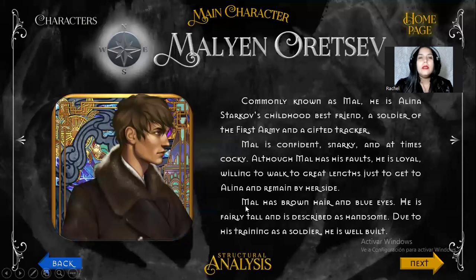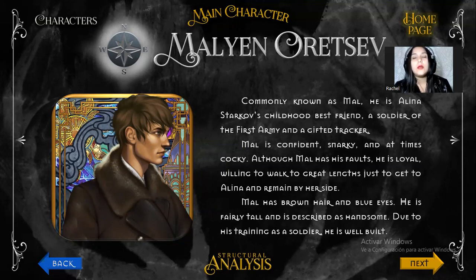Then we have the other main character, who is Malyen Oretsev, commonly known as Mal. He is Alina Starkov's childhood best friend, a soldier of the First Army and a gifted tracker. Very good tracker is Mal. Mal is confident, he's snarky, and at times very cocky. Although Mal has his faults, he is loyal, willing to go to great lengths just to get to Alina and remain by her side. Mal has brown hair and blue eyes. He's fairly tall and is described as handsome. Due to his training as a soldier, he is, of course, well built.